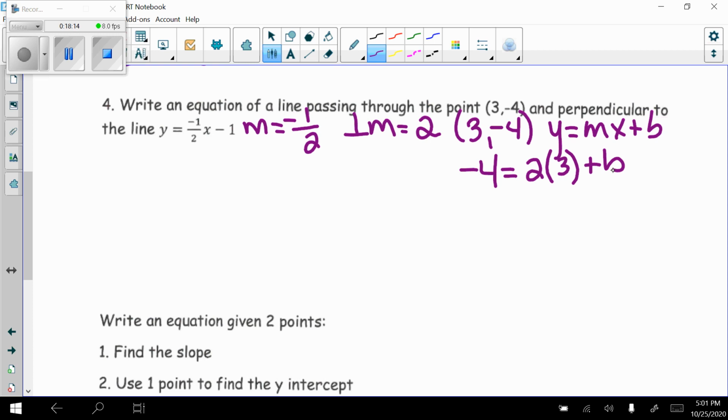We want to solve this equation, so I get -4 equals 2 times 3, 6 plus b. Subtract 6 from both sides. -4 minus 6, -10 is equal to b.